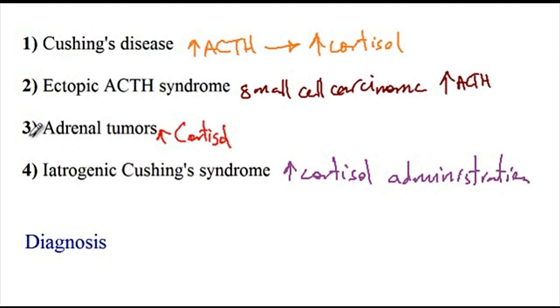And then one other point I would like you to know is that for the adrenal tumors and iatrogenic Cushing's syndrome, since there is an elevated level of cortisol, there would be negative feedback on the pituitary gland to decrease the production of ACTH. So with these two conditions, there is a decreased level of ACTH, while with the first two, there was an elevated level of ACTH.